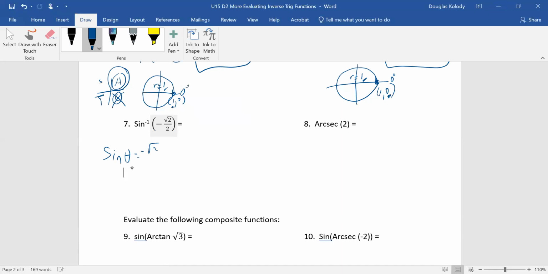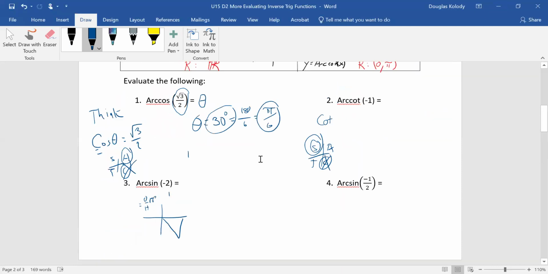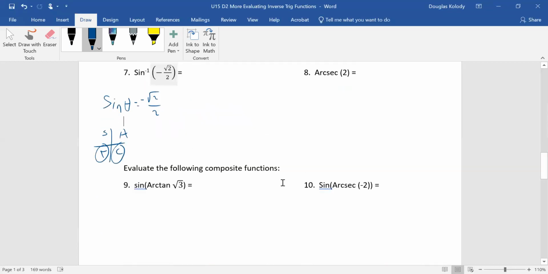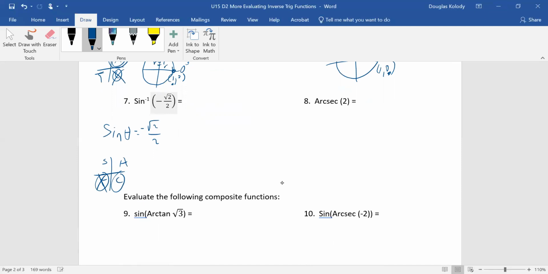All right. So where does the sine of theta equal negative root 2 over 2? All students take calculus once again. Sine is negative in quadrants 3 and 4. But which of those quadrants satisfies sine's restrictions? The restricted sine is only in quadrants 1 and 4. So right then and there, this guy's out of there. Quadrant 4.